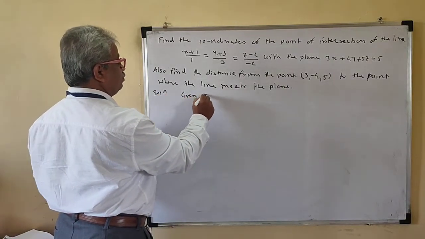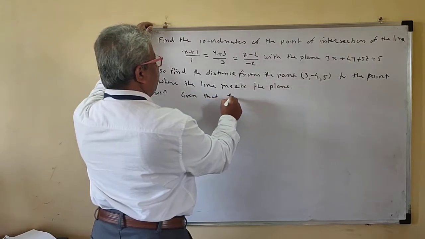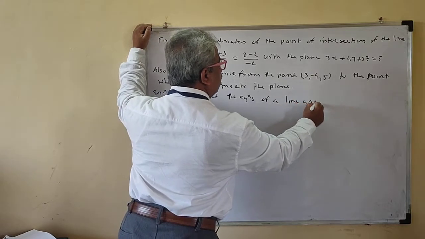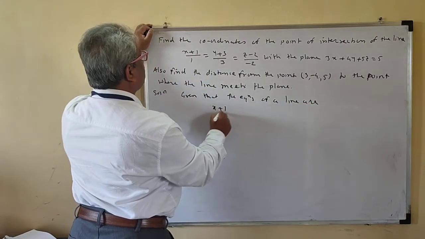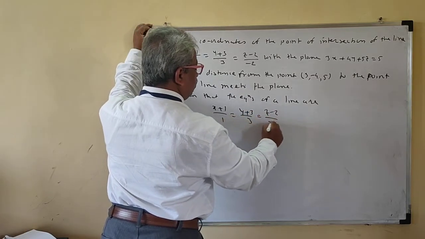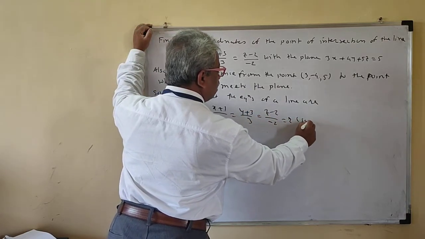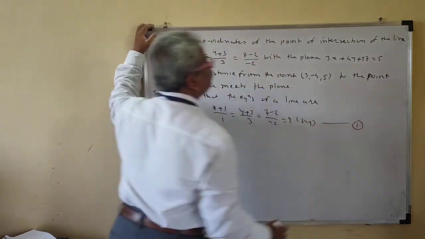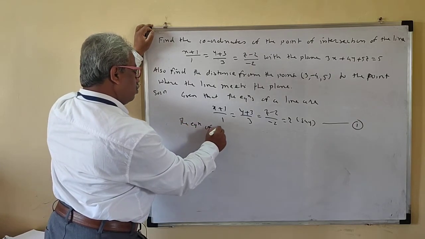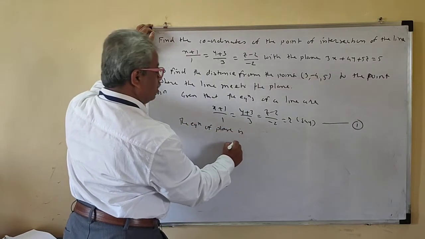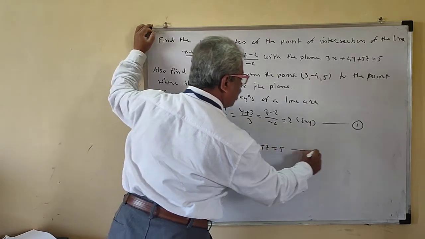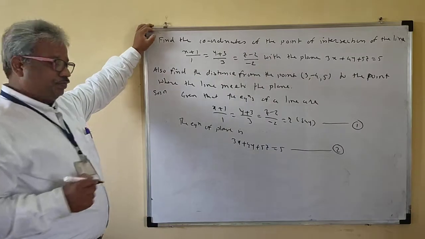Given that the equations of a line are (x + 1)/1 = (y + 3)/3 = (z - 2)/(-2) equal to r. We'll call this 1. The equation of the plane is 3x + 4y + 5z = 5. We call this 2.